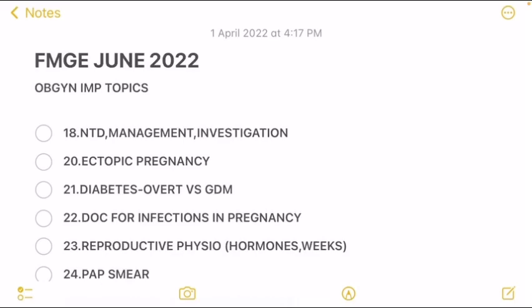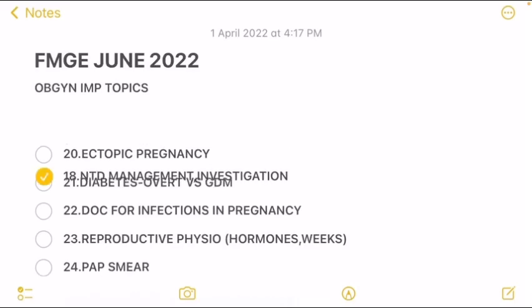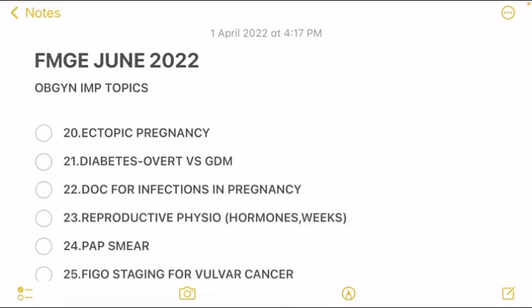Ectopic pregnancy, I think we all are aware of ectopic pregnancy. Most commonly, they'll ask the most common location and which IUD. They mix up the contraception and ectopic pregnancy ka question as well. So make sure while you're studying the contraception part, you see which one increases the risk of ectopic pregnancy and which one does not.